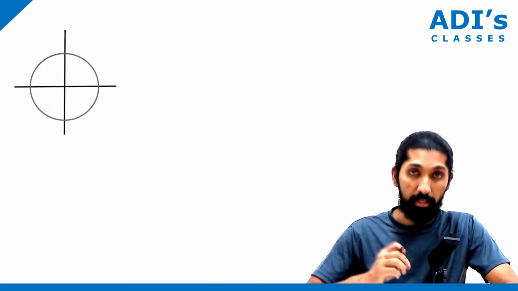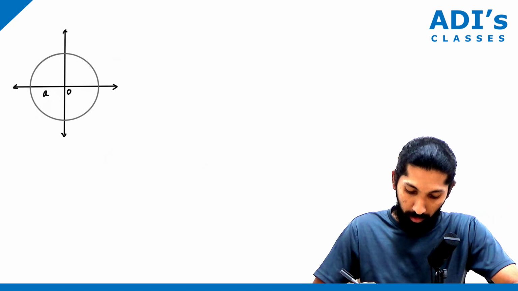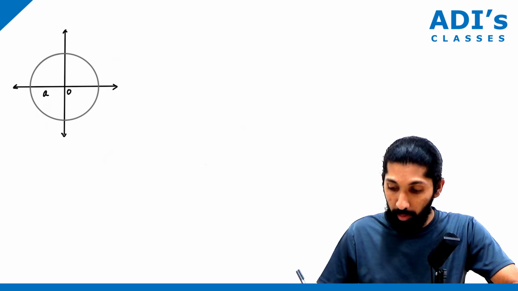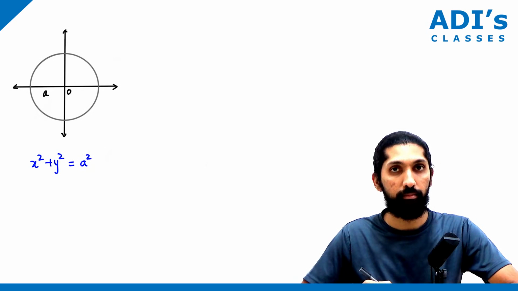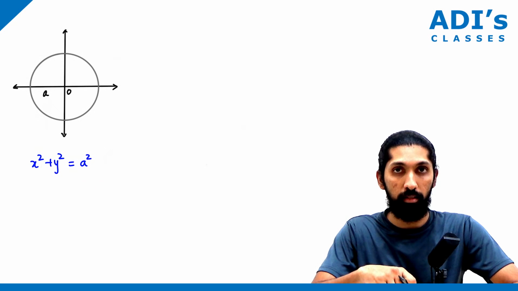You have the x-axis and y-axis. This is the x-axis, the y-axis, the coordinate axes, and a circle with center O at the origin. Say that the radius is A. If you have A as the radius, then the equation of the circle is x square plus y square is equal to A square, isn't it? This much you all know, because you learned the equation of a circle last year.